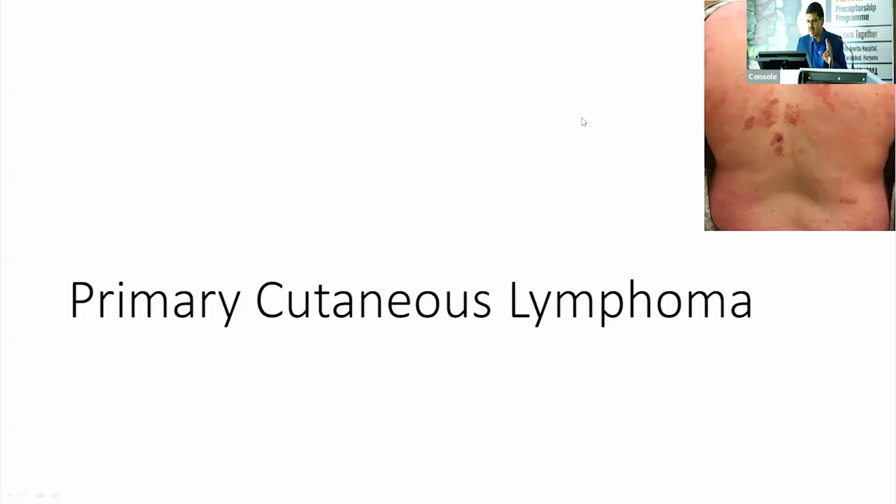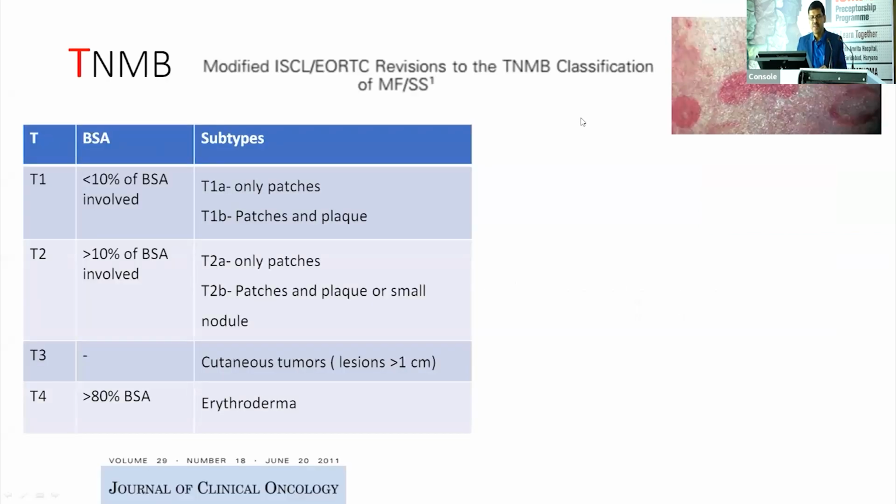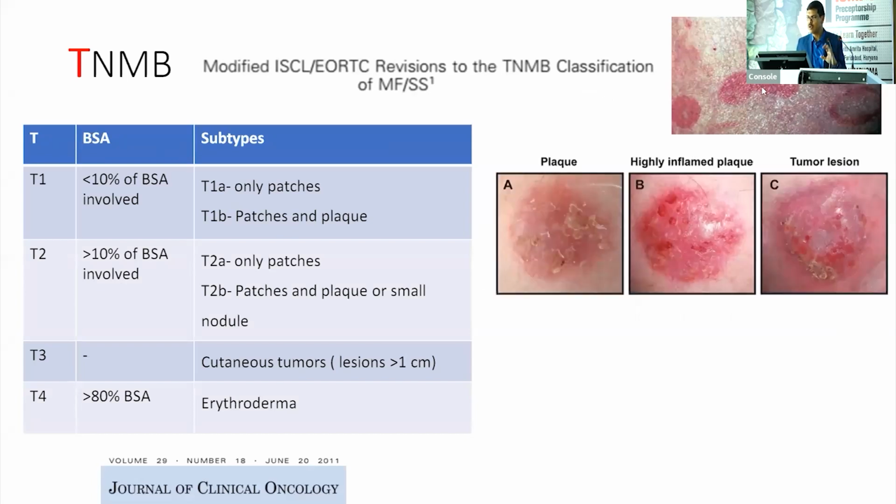Cutaneous lymphoma, I'll take just the last minute to touch upon it. We know there are 3 stages: patch, plaque, nodule. Patch is not elevated. Plaque can be slightly elevated and palpable. This is an inflamed plaque, and a tumor lesion is more than 1 centimeter in size. Now, very briefly, T1 is when less than 10% of the body surface area is involved. T2 is more than 10% of body surface area. T3 is tumor, and T4 is when it is erythroderma.